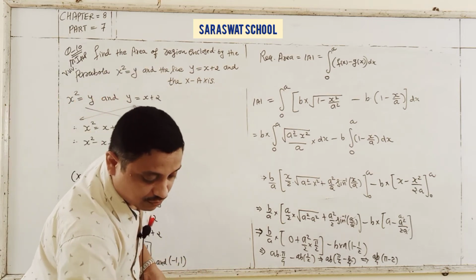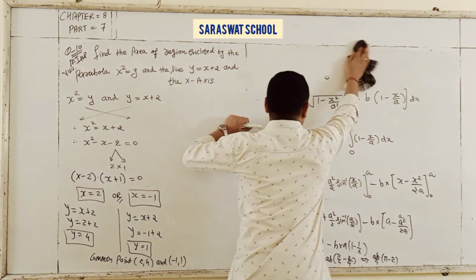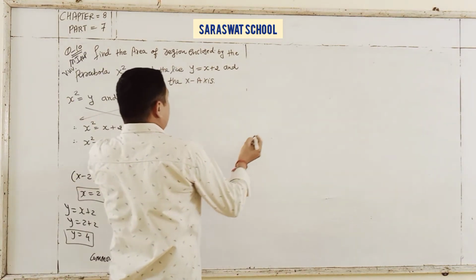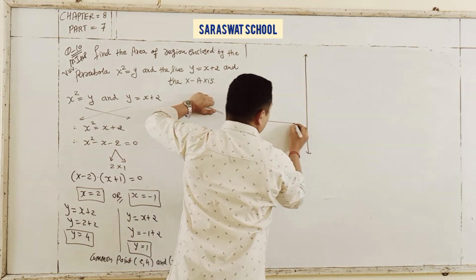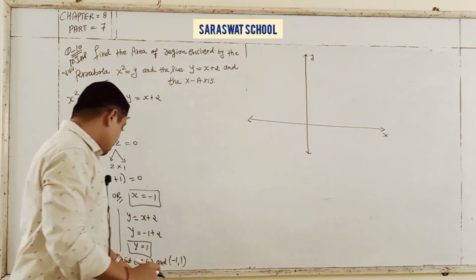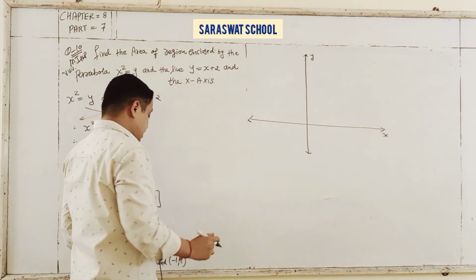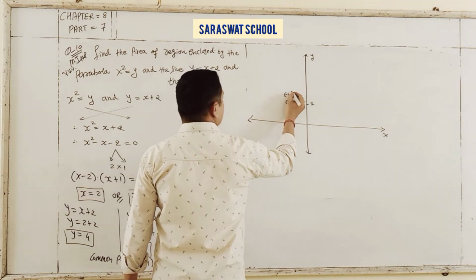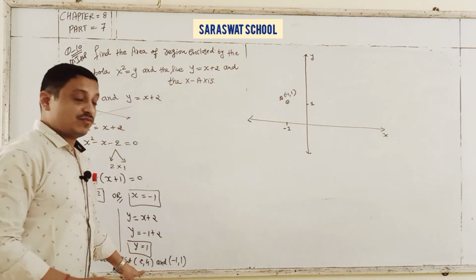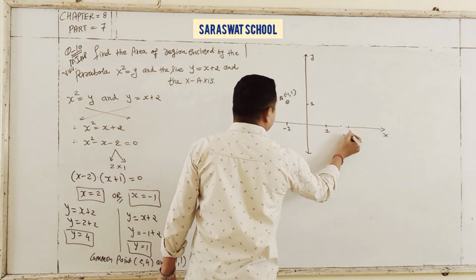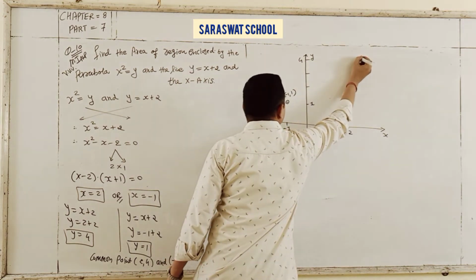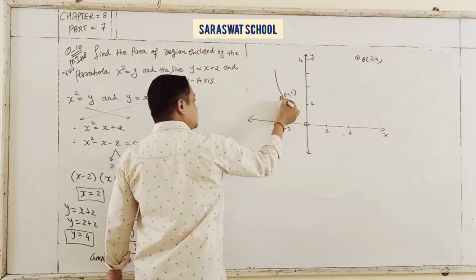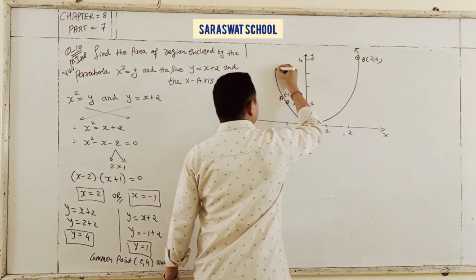Now, I first plot the figure and then take the answer. My parabolic region and common points are ready here. This is x-axis, y-axis. First I plot minus 1 comma 1, here minus 1 and here 1, exactly this point A. Secondly, 2 comma 4, 2 is here and 4 is here, your point B. The parabola x square is equal to y passes through the origin, students, in this way. This is your parabola x square is equal to y.